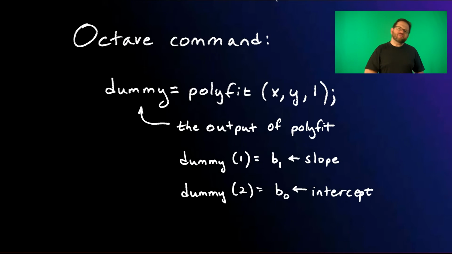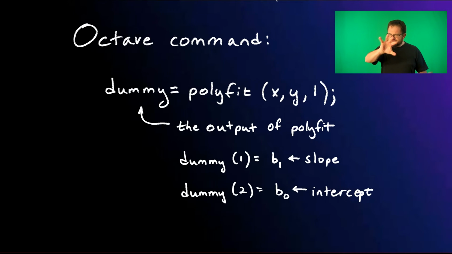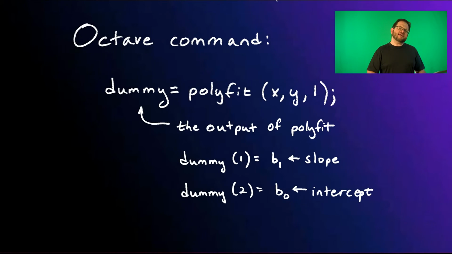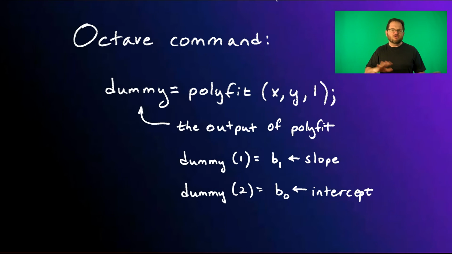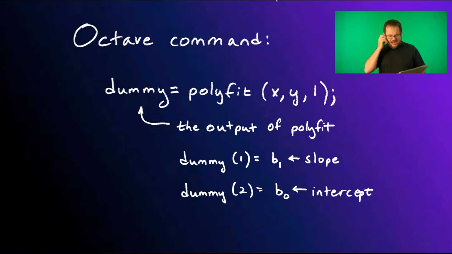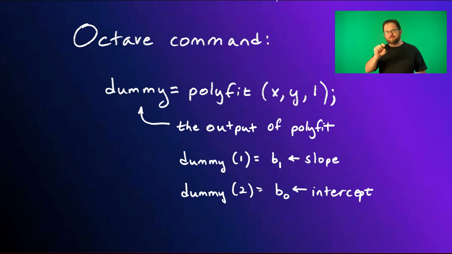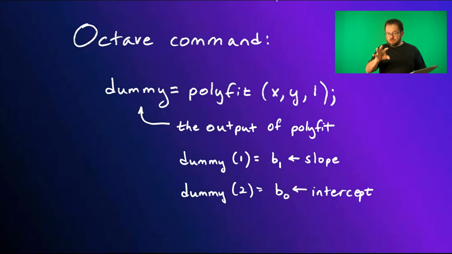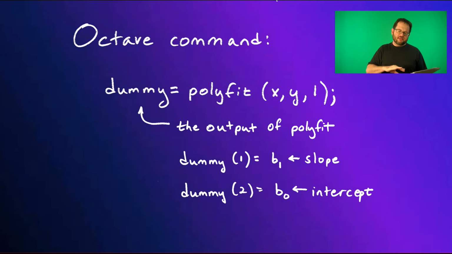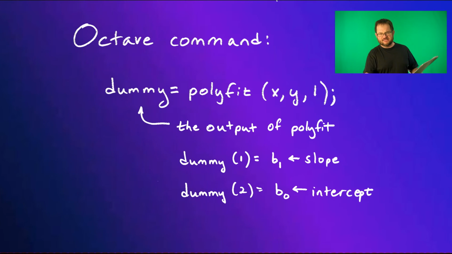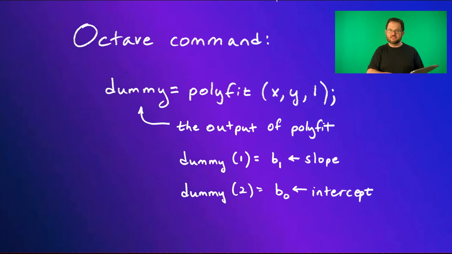Now, what's going to be on the left-hand side of this? Polyfit is a function that's built into Octave. On the left-hand side, I just called it dummy. You can call it whatever you want. It's a little bit confusing because what actually comes back is an array of, for now, 2 values. In practice, when we change that value of 1 on the right-hand side, we're going to get different numbers of values in this dummy array.